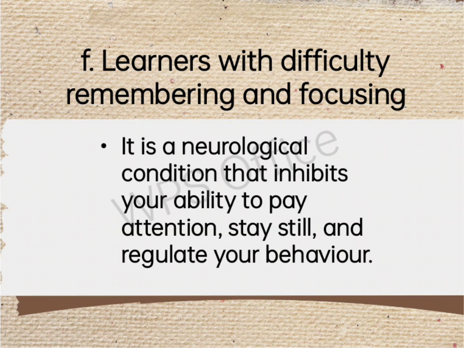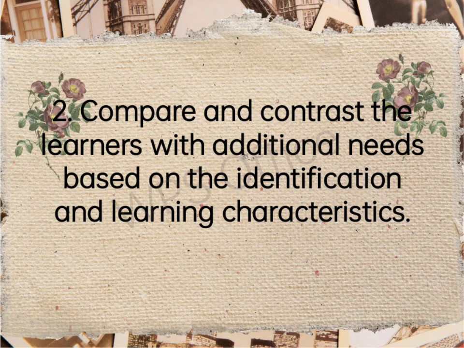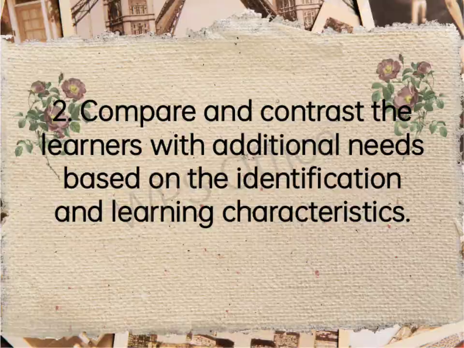F. Learners with difficulty remembering and focusing. It is a neurological condition that inhibits your ability to pay attention, stay still, and regulate your behavior. Number 2. Compare and contrast the learners with additional needs based on the identification and learning characteristics.